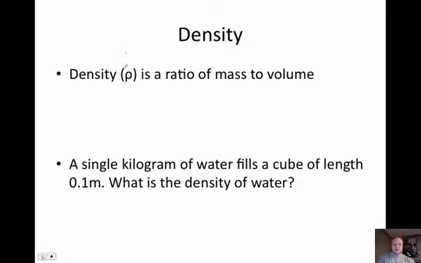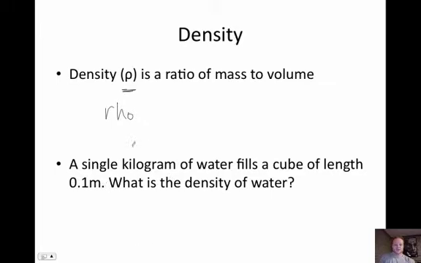In physics, we use this symbol called rho, which is RHO, and that's the symbol for density, and to me it looks like a P, but it's actually not. The symbol is rho, and it's mass over volume. So let's do a quick density problem here. A single kilogram of water fills a cube with a length of 0.1 meters. What is the density of water?